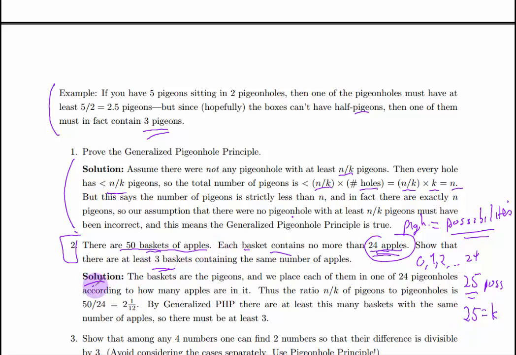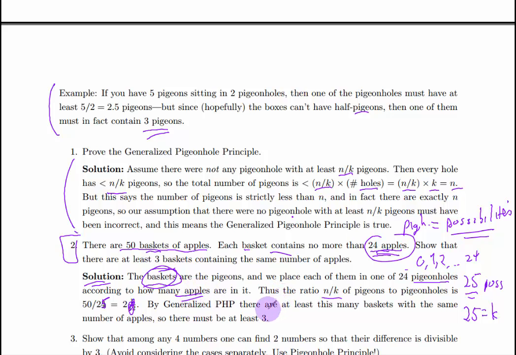So here's the solution. Again, the difficulty is figuring out what the baskets are, what the pigeons are in this particular problem, and then sorting out the argument as it relates to those baskets and pigeons. So here he says, the baskets are the pigeons. And we place each of them in one of the 24 pigeonholes, which is the number of apples. Okay, so baskets are pigeons, number of apples is pigeonholes. The ratio n over k of pigeons to pigeonholes is 50 over, it should be 25, because you could have 0 apples, but it's still 2.